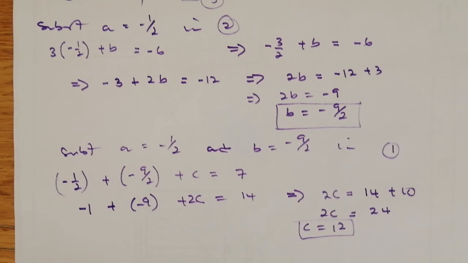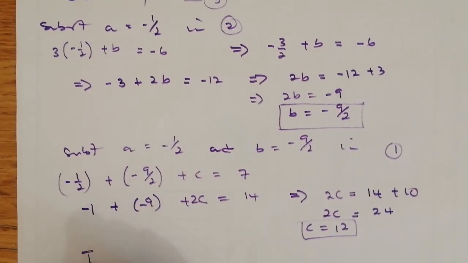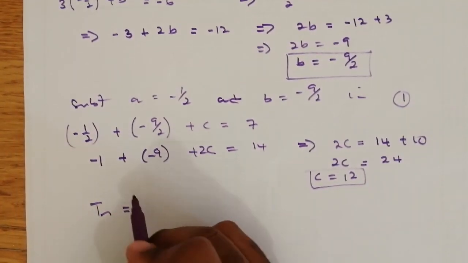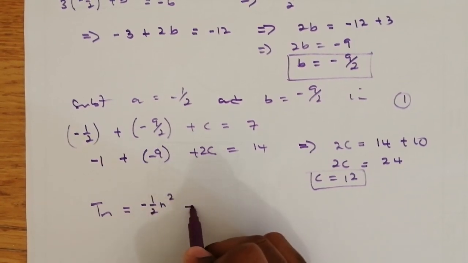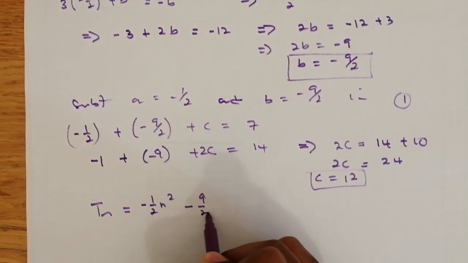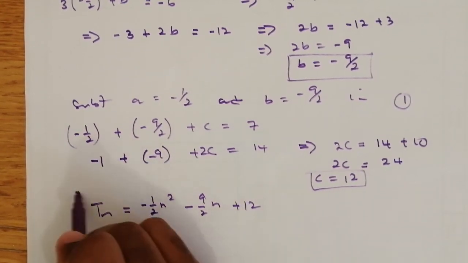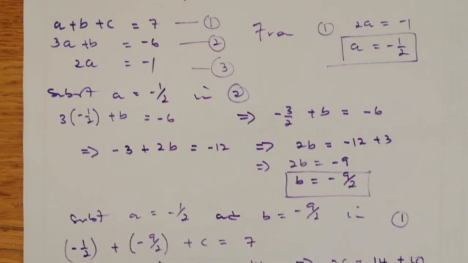Okay, guys. So now we are able to find a, b, and c. So Tn is equal to minus 1 over 2 n squared minus 9 over 2 n plus 12. This is our nth term of this particular quadratic sequence.